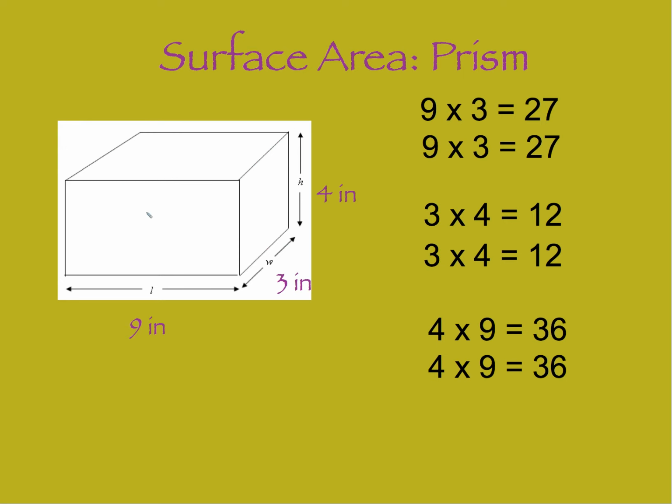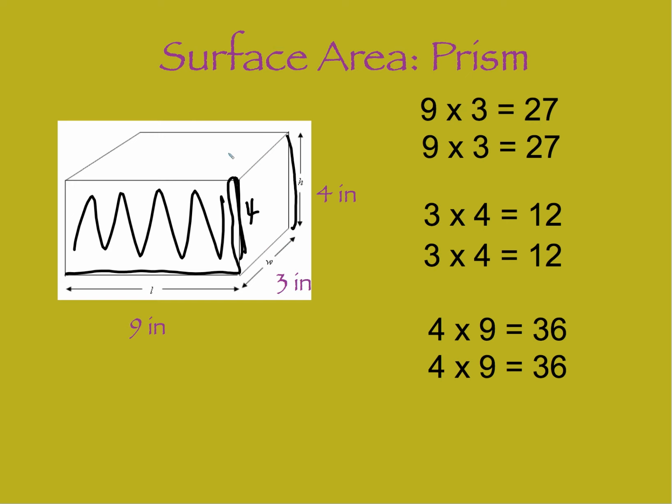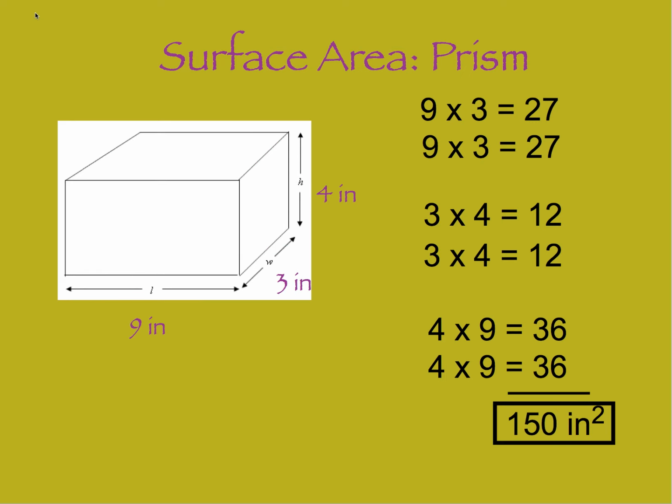And last, for the front and back, we have 9 inches by 4 inches, and even though the 4 is over here, I can assume that this is the same as this. So that would be 9 times 4, which is 36, and since the front is 36, the back is also 36. Now that I have the area of all 6 of the sides, all I need to do is add those all up, and I get 150.